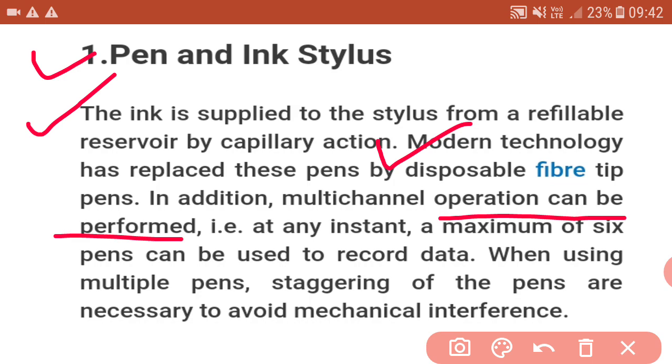It means at any instant the maximum of 6 pens can be used to record the data. So more than one pen, up to 6 pens, can be used for recording the data. So it is known as a multi-channel operation. When using multiple pens, staggering of the pens is necessary to avoid mechanical interference.